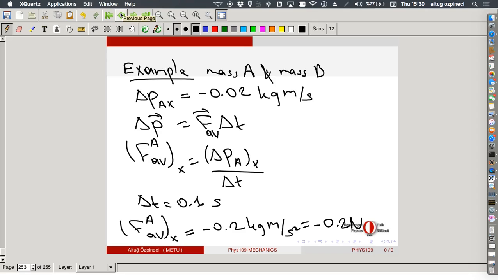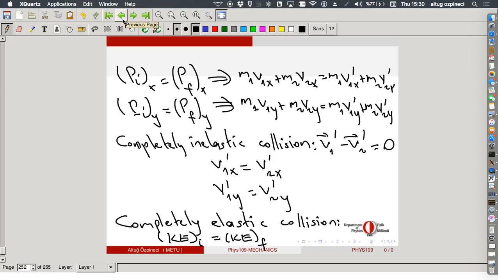Now, in the inelastic case, we have 4 unknowns and 4 equations. In the elastic case, we have only 3 equations. Now, in that case, if you want to find the final velocities of the object, you have to have one more piece of information. Now, for example, you should measure the direction of one of the particles.